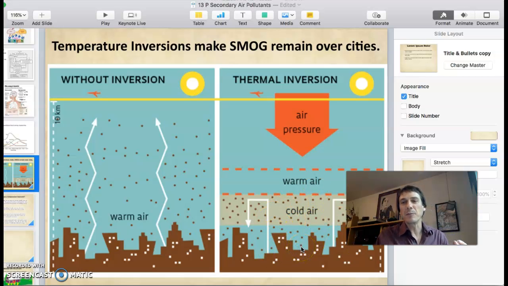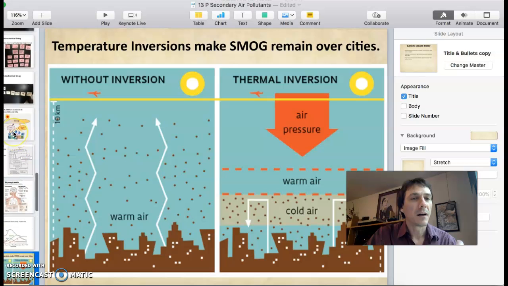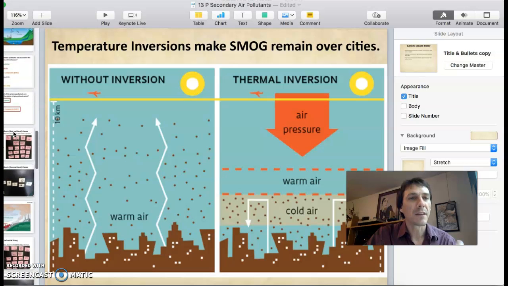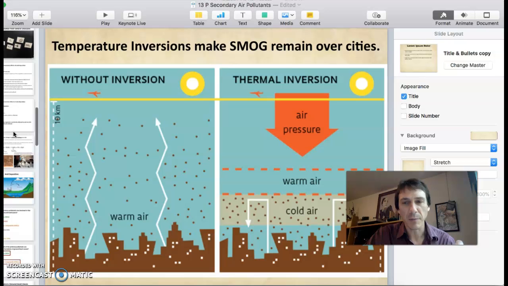Okay, not a huge deal, but if you have a city and you have lots of emissions happening from vehicles and industry, all of these pollutants here stick around. Okay, they don't move out. So you get this temperature inversion, which traps smog. It can trap all sorts of other things here. Secondary pollutant, ozone. It can trap ozone. It can trap NOx and VOx, all sorts of things.